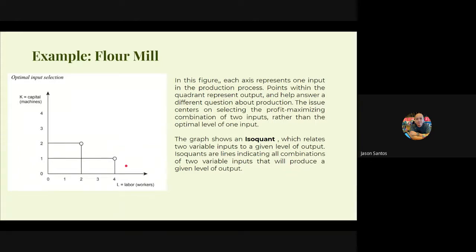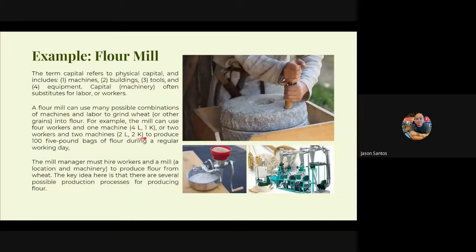The issue centers on selecting the profit maximizing combination of two inputs rather than the optimal level of one input. So what we want here is not to optimize a certain input or a certain axis, but rather to know what combinations or alternatives we have. Think of it this way, like we said earlier, it could be four workers and one machine, or two workers and two machines. So you have those options, right?